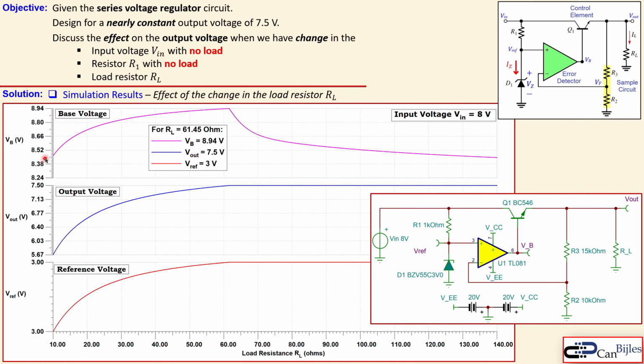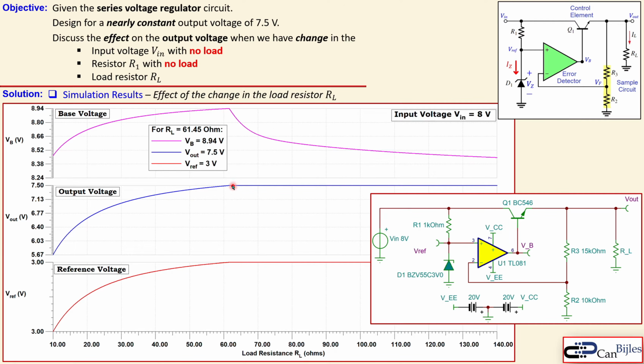And then the pink line, which is our base voltage, is then reaching that 8.94 volts. This, of course, is not 0.7 volts above the 7.5 volts. It's much larger, so almost 1.5 volts. So this is almost 9 volts there. So what happens then? Now when you increase this load resistor further, you can see that also here 60, 70, 80, etc. Then this pink line is going down much faster and then also stabilizing a little bit.